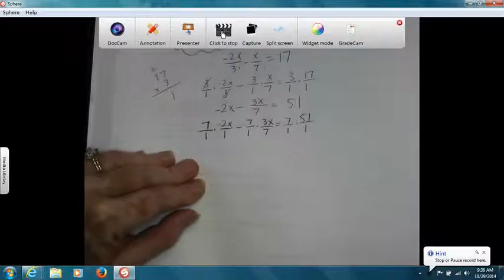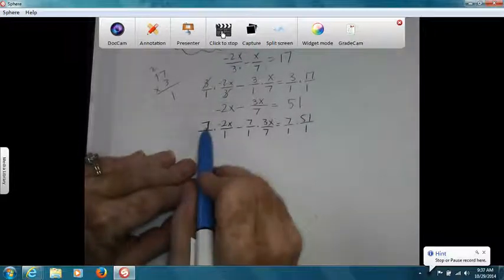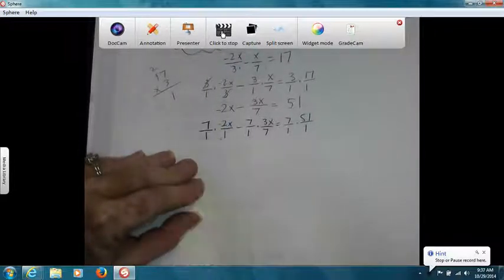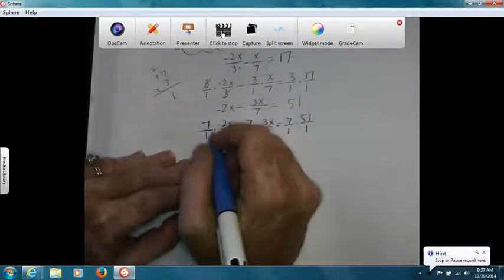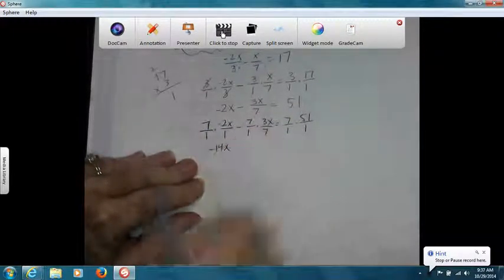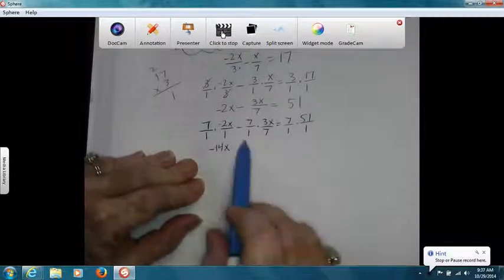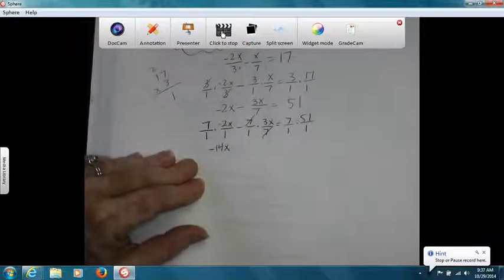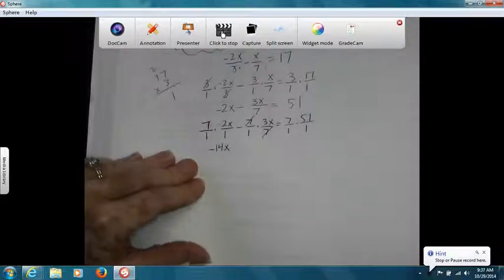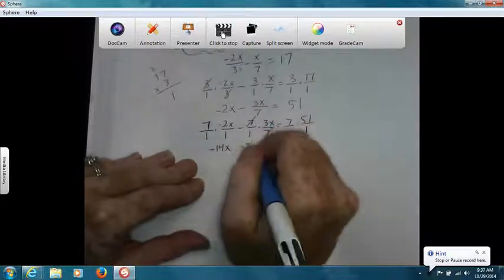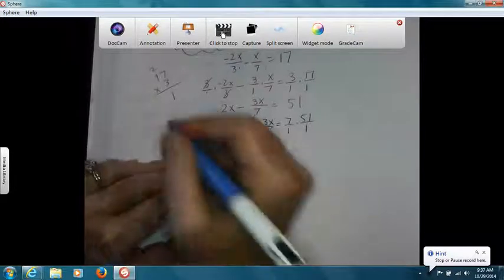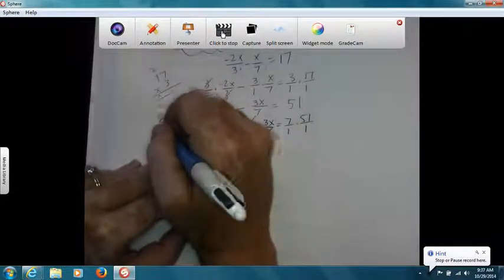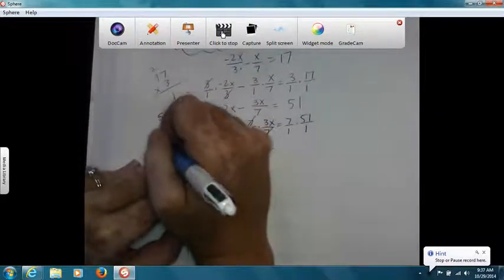Okay. So now, I can't do any cross canceling, but I can just go 7 times negative 2 is negative 14x. That's nice. And then these 7s cross cancel. We think of them as a giant 1, because 7 over 7. And that gives us negative 3x. This is nice. And then 51 times 7, not sure what that is. Let's see. 357?